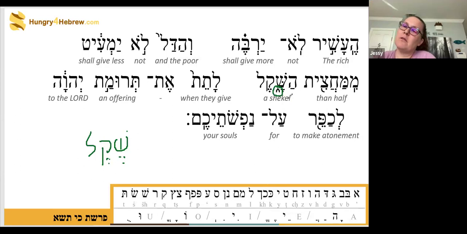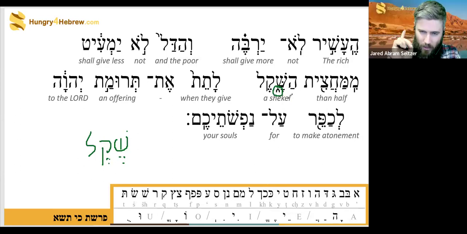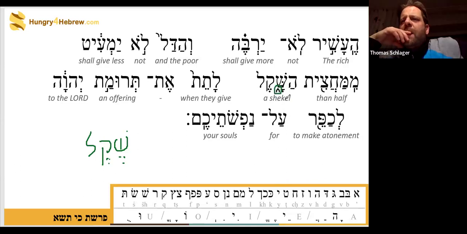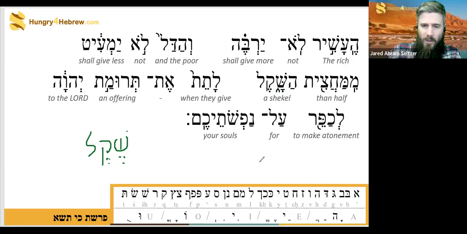Stress. Not just stress, it's a special kind of stress marker. This wishbone is called etnach or etnachta. I call it etnachta. And it marks the logical halfway point of the verse.